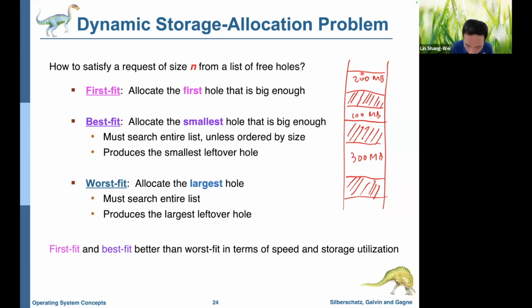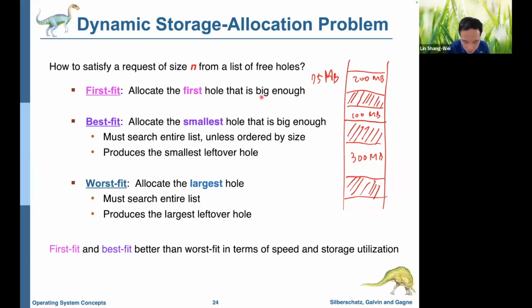Let's say we have a request coming in, for example a process requiring 75 megabytes. As the OS kernel, if you try to allocate free space to this process, what are the choices that you have? Actually we have three choices: first fit, best fit, and worst fit. What does first fit mean? It means that we allocate the first hole that is big enough.